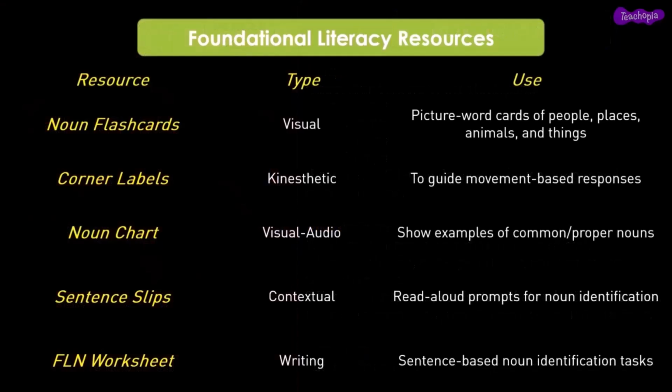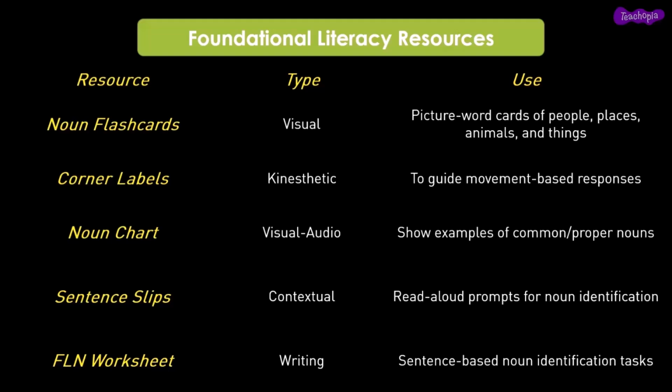The foundational literacy resources include noun flashcards, which is the visual type used for picture words of people, places, animals, and things. Corner labels, which is the kinesthetic type, help to guide movement-based responses. Noun chart, which is the visual audio type, shows examples of common and proper nouns.